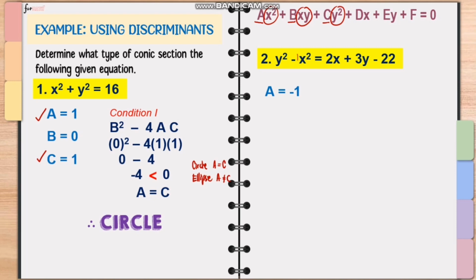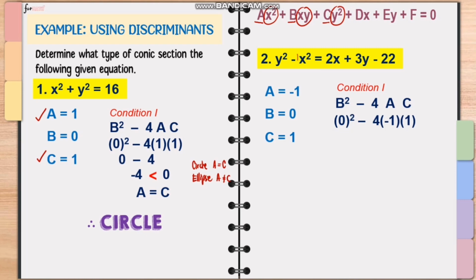Since wala po tayong term for the xy, yung magkasamang xy, wala po. So, meaning b is 0 again. And then, ang ating y squared, may numerical coefficient po yan na 1. So, meaning yan po yung c natin. Okay, so using the discriminant, we have b squared is 0 minus 4 times negative 1 times 1. So, 0 squared means 0 and then plus 4. Kasi ito po ay negative and then times negative 1. So, magiging positive 4. So, 0 plus 4 means positive 4.